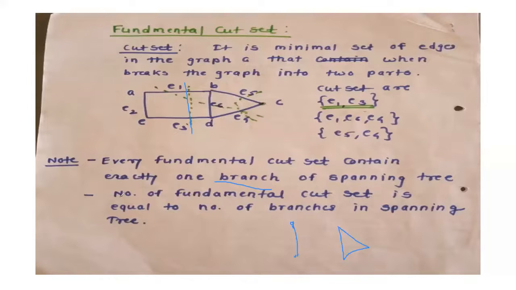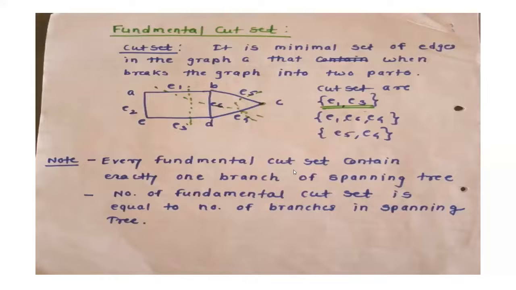The second point to remember is that the number of fundamental cut sets is equal to the number of branches in a spanning tree. Every fundamental cut set contains exactly one branch. Whatever number of branches are present in a spanning tree, that number of fundamental cut sets is generated.